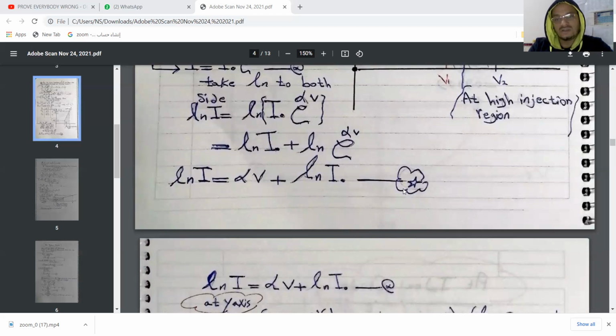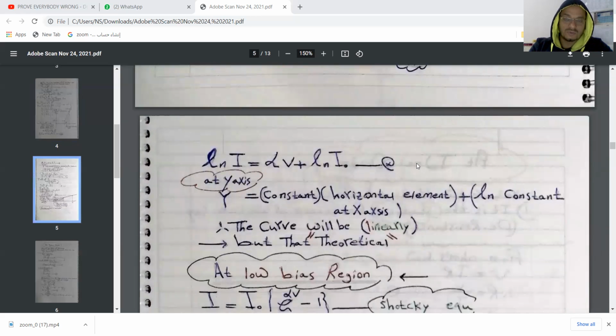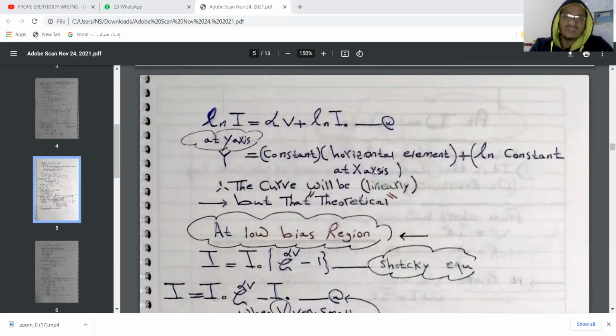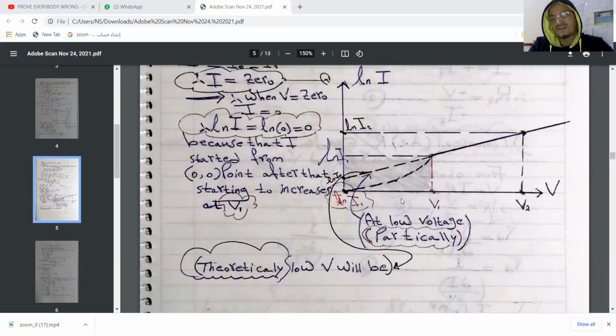Let this be the star equation, because it is important to us. Maybe we will use it again. ln I equals alpha V plus ln I naught, at x-axis and y-axis. The curve will be linear, but we will face some difference between the theoretical and the typical curve, like this diagram, because I will explain that later.